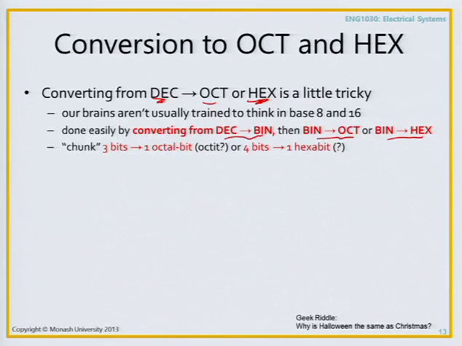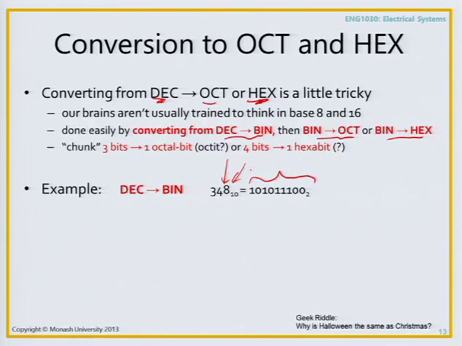Okay? And the way you do that is you chunk a number of bits. So for example, I want to convert 348 into octal and hexadecimal. Well, I would do this using a halfway method first, which is decimal to binary. With a little bit of practice, you can do this one pretty quickly. 348 into 101011100. I reckon give you 10 minutes of doing this repeatedly, and you'd get pretty good at it.